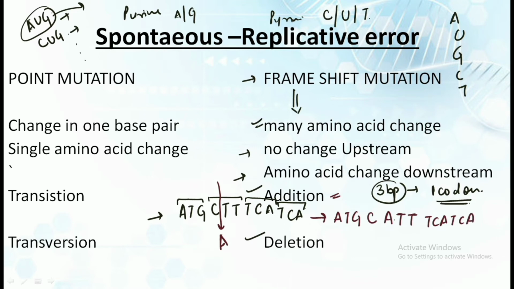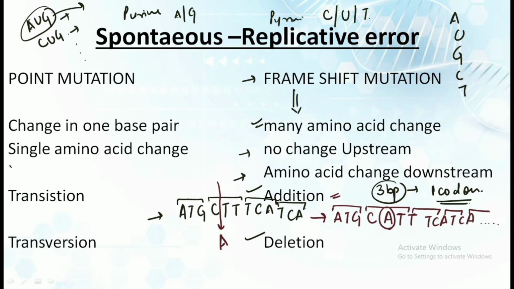So what happens is there occurs an addition of a particular amino acid. The complete set of the codons have changed. How? Let's bifurcate them into codons. So this is the first codon, this is the second codon, we have the third codon and the fourth codon, and this one is the next one.